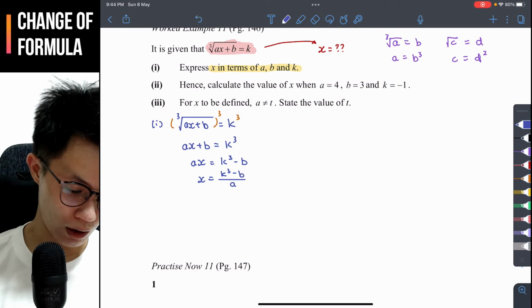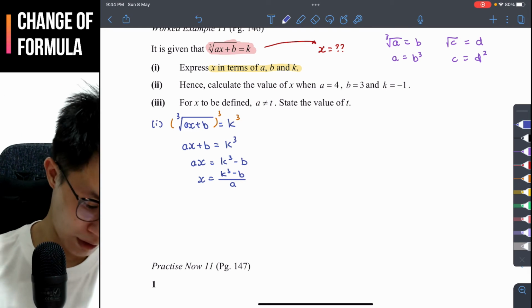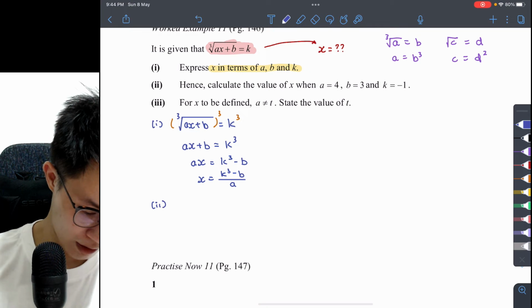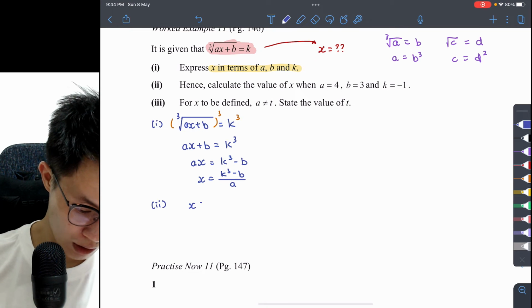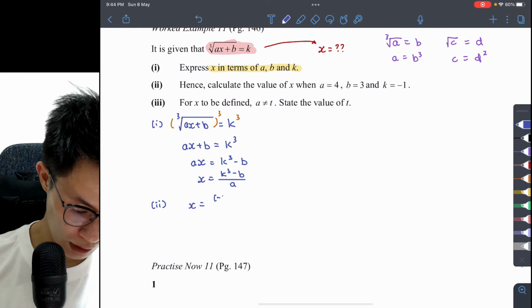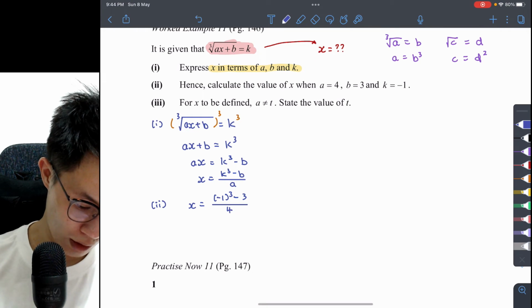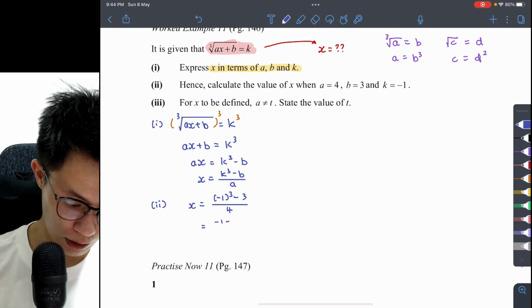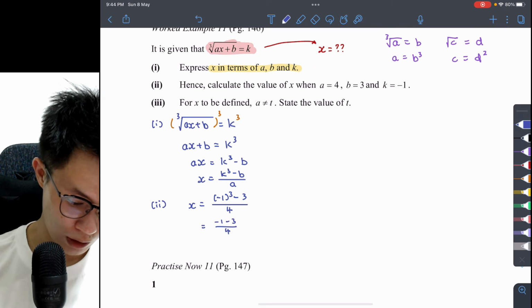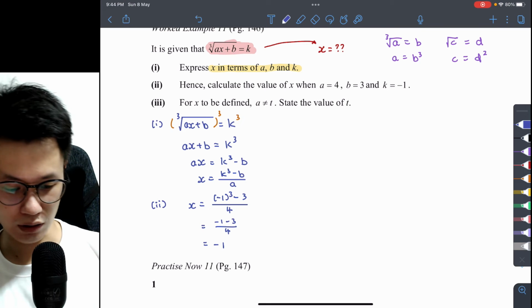Okay. Part 2, calculate the value of x. Pretty straightforward stuff, just substituting the value here. So x is equals to -1 cubed minus 3 divided by 4, and this will in fact give you -1 minus 3 divided by 4, and it's in fact just equals to -1. Okay, you can just use this in your calculator.